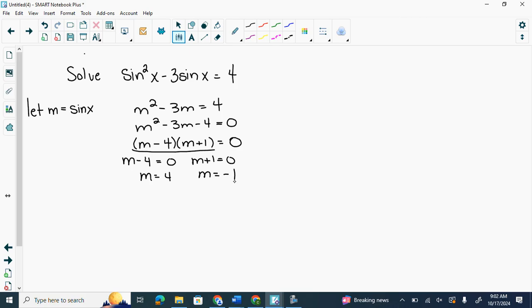So what do we still have to do now? Sub back in the sine x. So we get sine x equals 4, and sine x equals negative 1. So you know how we solved yesterday? We're going to now do trinomials. That'll bust us down to 2 single signs where we have to solve like yesterday.